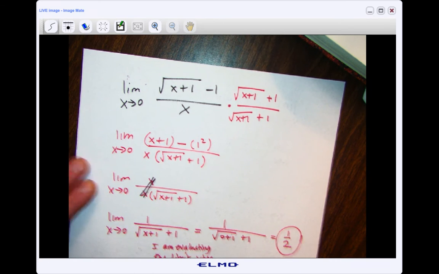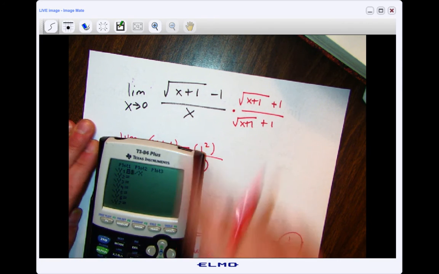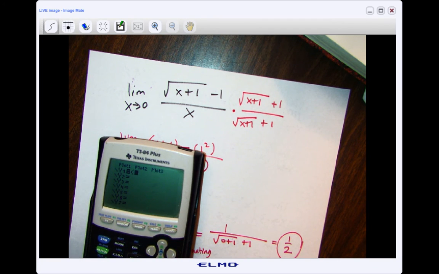And you don't want to see? So let's take a look. Let's put in this function. So the square root of x plus 1 minus 1. Did I do it right? I think so. Divided by x. And let's look at the table. We'll look at the table first.